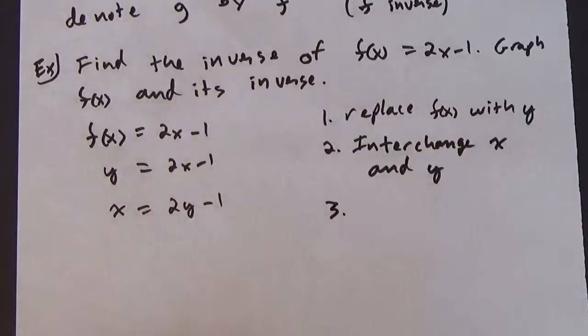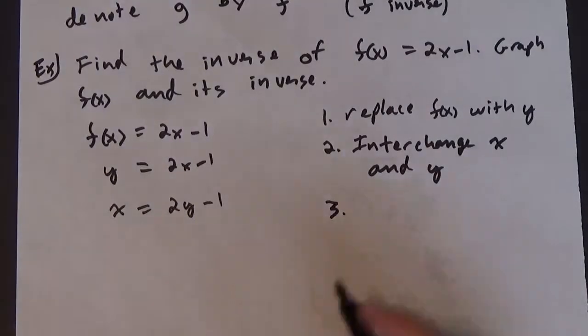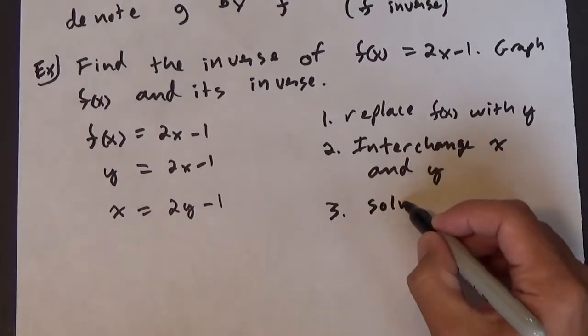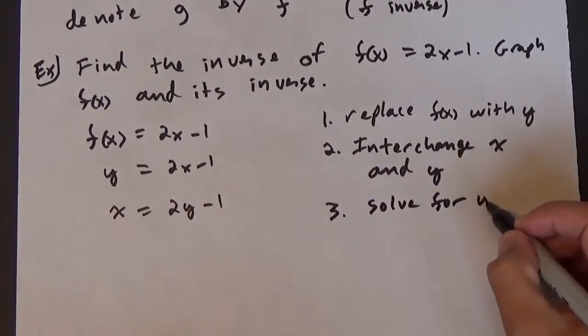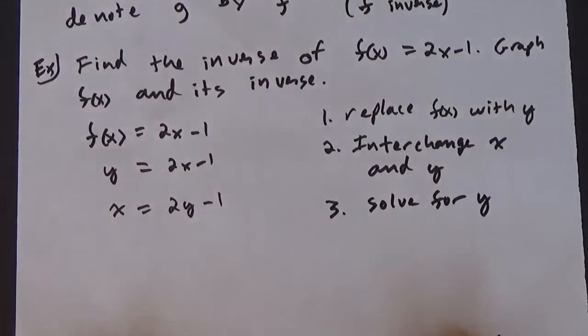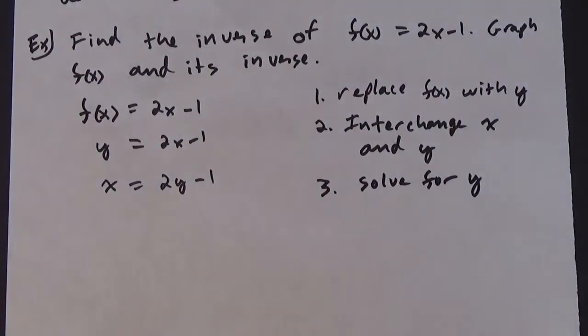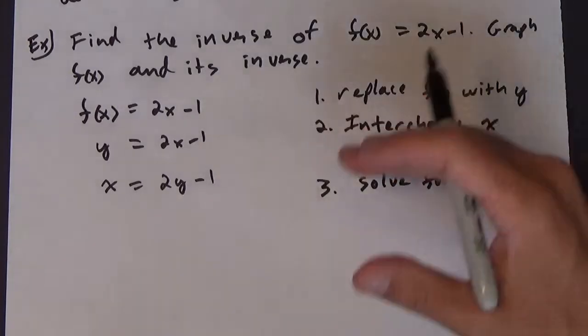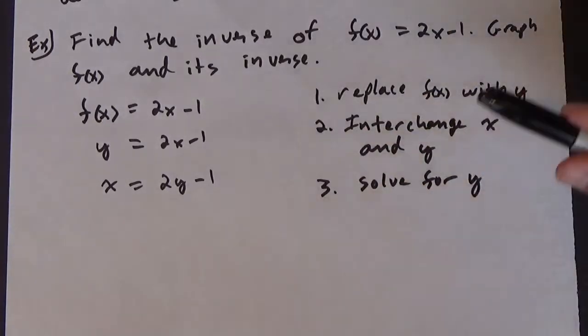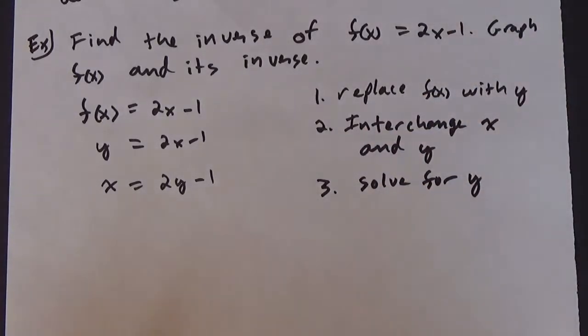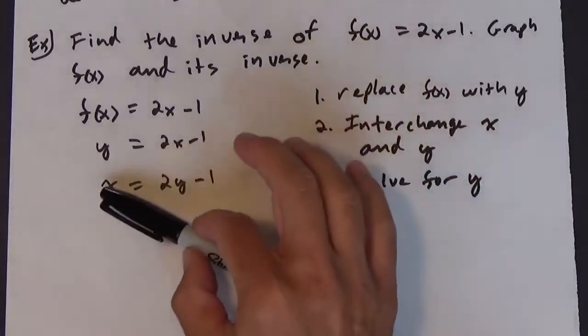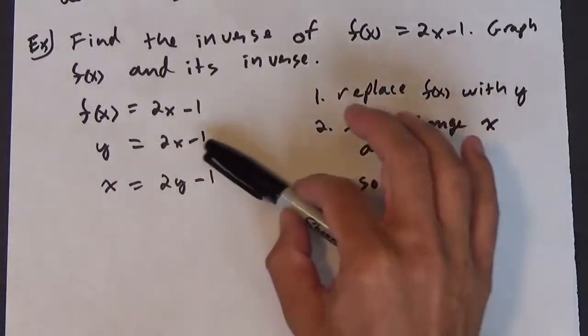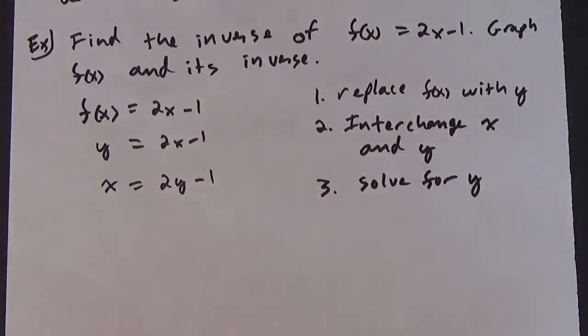Step 3. So step 3 is we're going to solve for y. If there is a challenging step in this, well, of course, the first thing is you've got to remember all these steps. But if there is a challenging part to finding the inverse, it's going to be this step. Because a lot of times, once you interchange x and y, depending on what the equation is over here, it can be difficult to solve for y.